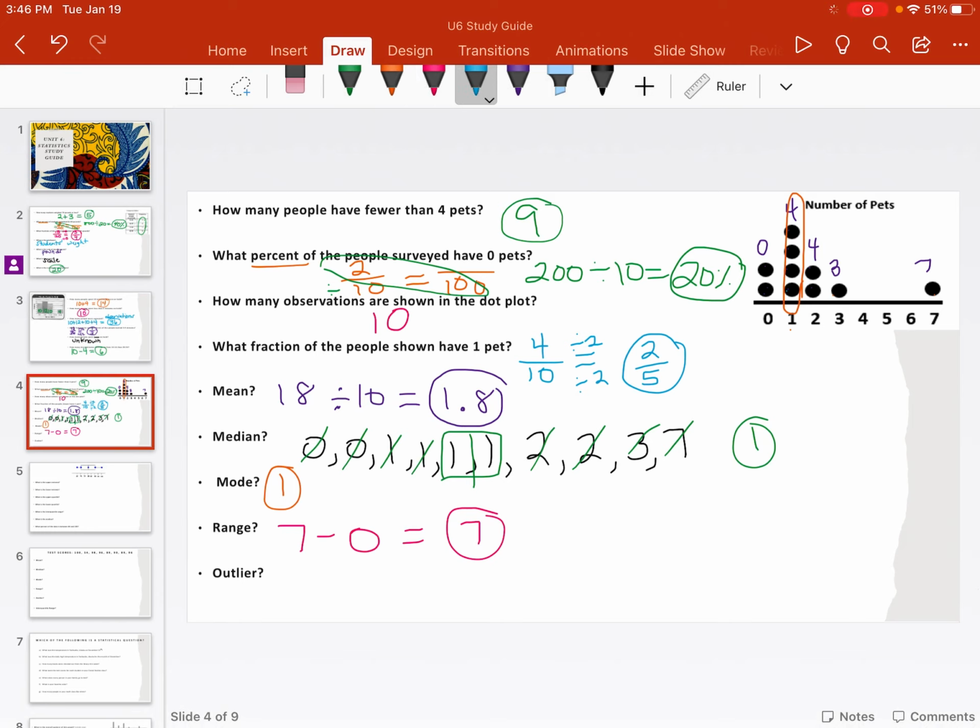And our outlier, remember, outlier is the number that doesn't quite fit in with all the rest of the data. So all the data is down here, and we've got this 7 floating down there, right? So 7 is our outlier. He didn't quite fit in with the others.